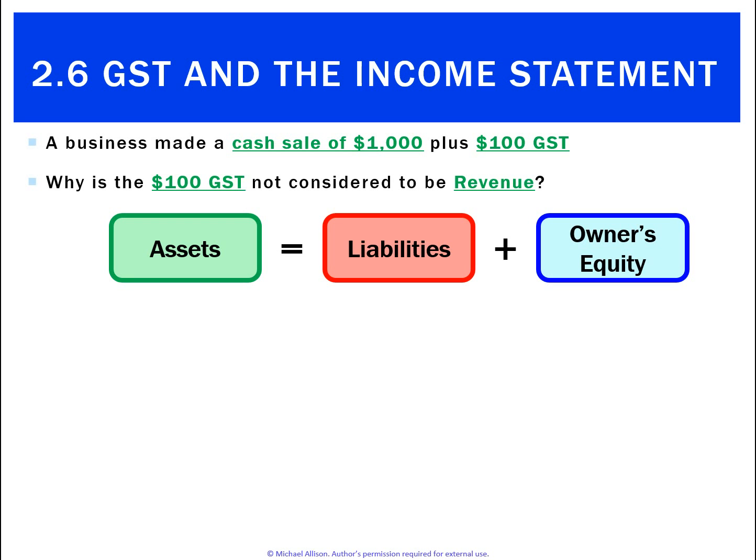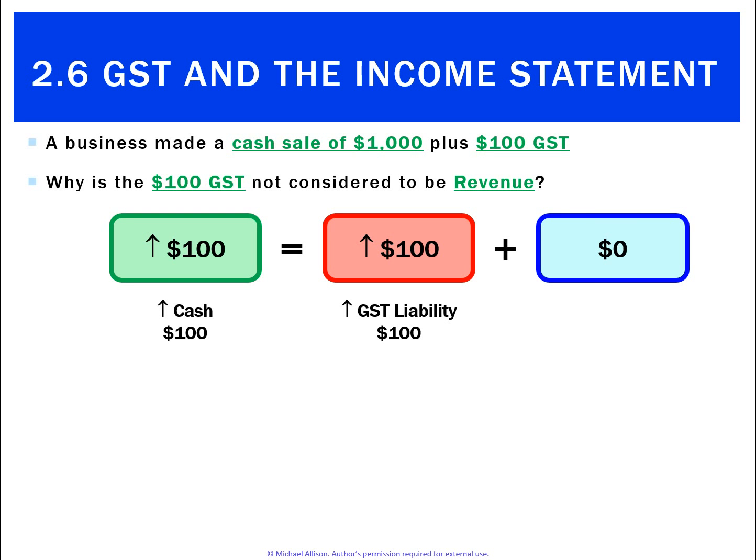Well, to answer that question, we've got to look at its effect on the accounting equation. So just looking at the GST component, cash has gone up $100. Liabilities have gone up $100 because we owe the government money, and therefore there's no impact on owner's equity. So looking at the impact on the accounting equation, assets have gone up $100 in the form of the cash we've got. Liabilities have gone up $100 because we owe the GST to the government. And lastly, there's no impact on owner's equity.